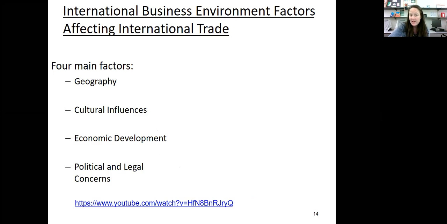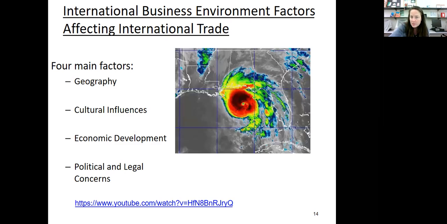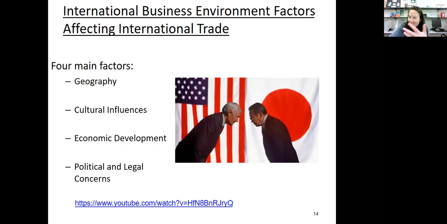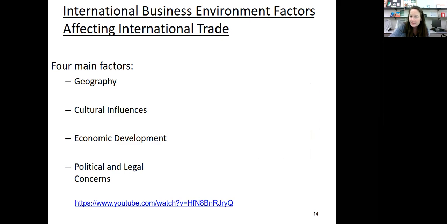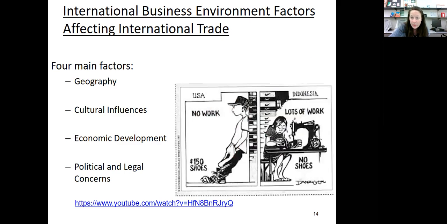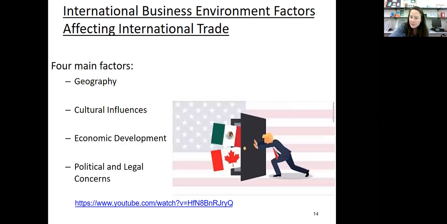So we're going to look at four main factors that affect trade between countries. Those four factors are geography, so like a hurricane, culture, like how you greet someone, economic development, like one country may be wealthy and another country may be in poverty, and then political, like with Donald Trump wanting to get rid of NAFTA, the North American Free Trade Agreement. So those are the four factors that we're talking about today.